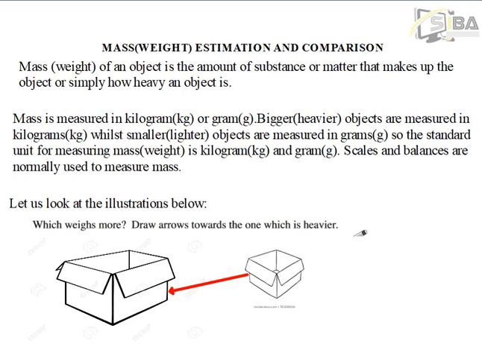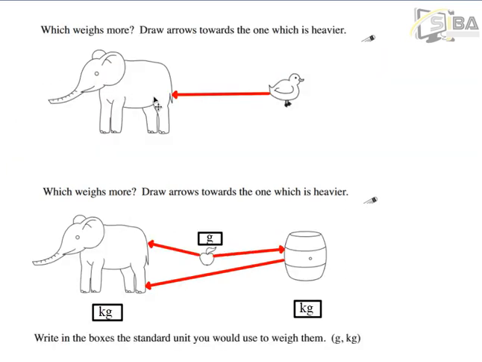Now let's look at another one. Here too we have two animals. We have an elephant and a chick, or a young fowl. And here the instruction says the same: which weighs more? Draw arrows towards the one which is heavier. We all know that the elephant is a very big, heavy animal, and the chick, the young fowl, is a very small animal. So here our arrow is being drawn from our chick towards the elephant.